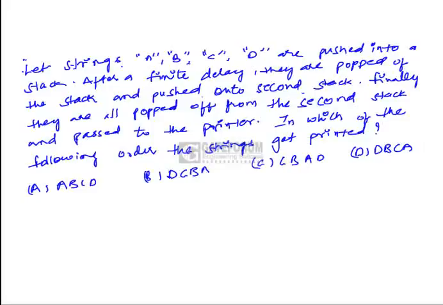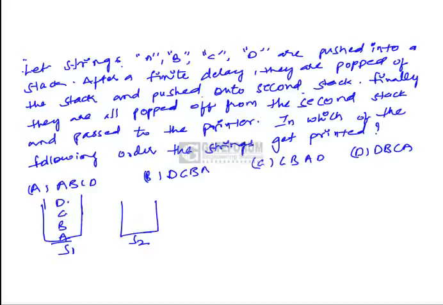Here first A, B, C and D are pushed into the stack in that order. First A is pushed, then B, then C and then D. This is stack 1. And after some time it is given that they are popped from the first stack and pushed into the second stack. So let us take this as stack 2. Here each element is popped from the first stack and pushed into the second stack.